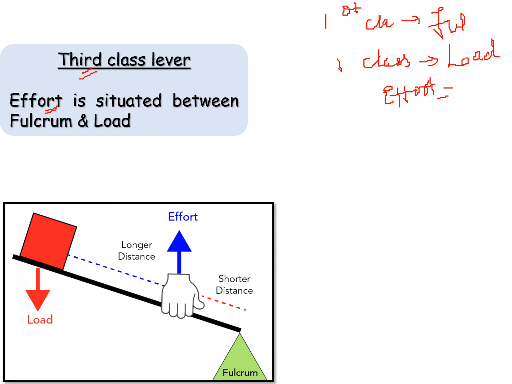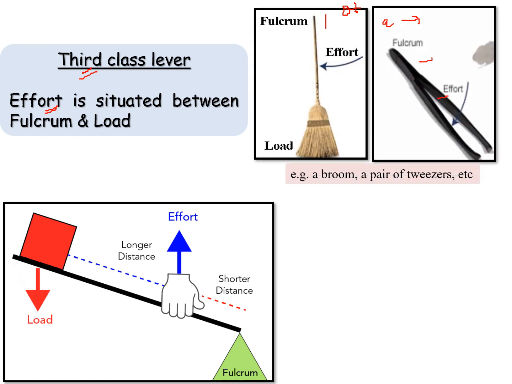What are the examples of a third class lever? A broom and a pair of tweezers. For the broom, in the picture you can see here is the effort, you hold it here, this becomes the fixed point, the fulcrum, and this becomes the load. This is the fixed point, this is the effort where you hold it, and here will be the load.